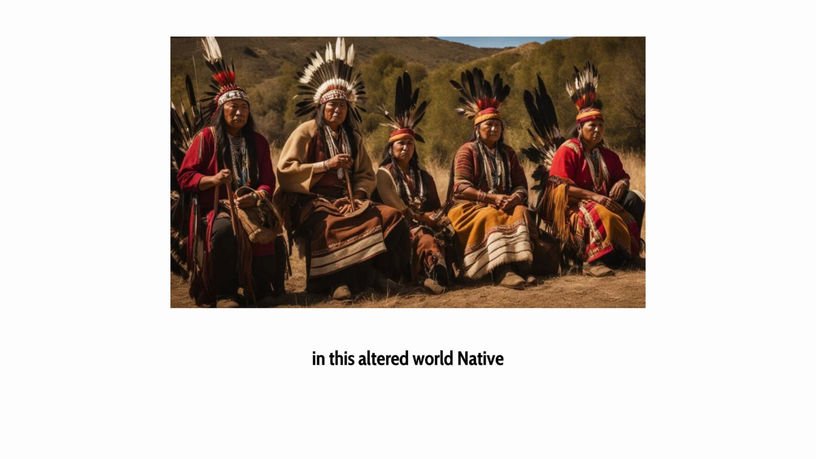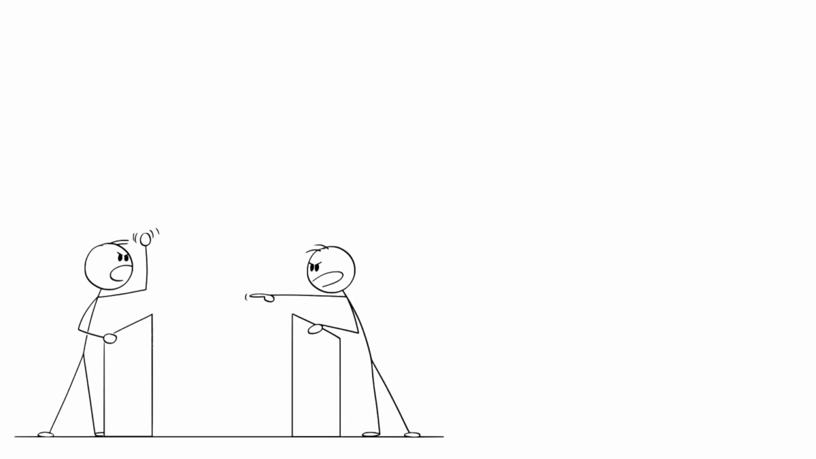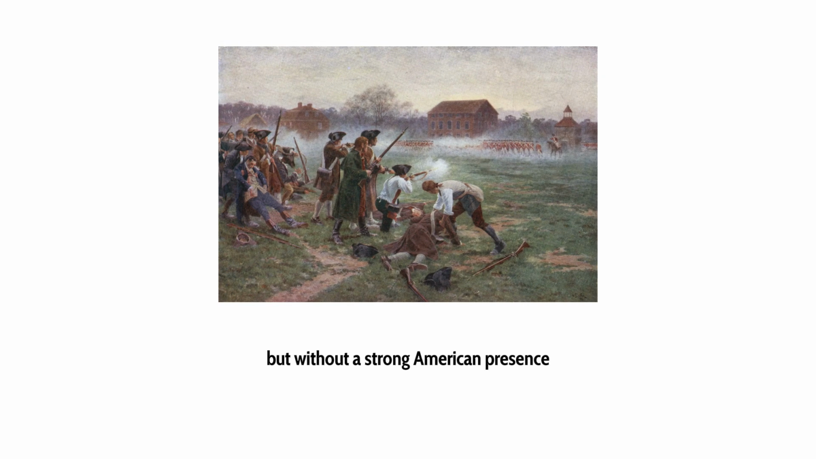In this altered world, Native American tribes face a different set of challenges. Rather than dealing with the aftermath of American expansion, they encounter the complexities of European politics. British treaties and land agreements continue to shift, but without a strong American presence, tribes find themselves navigating a landscape filled with uncertainty and betrayal.